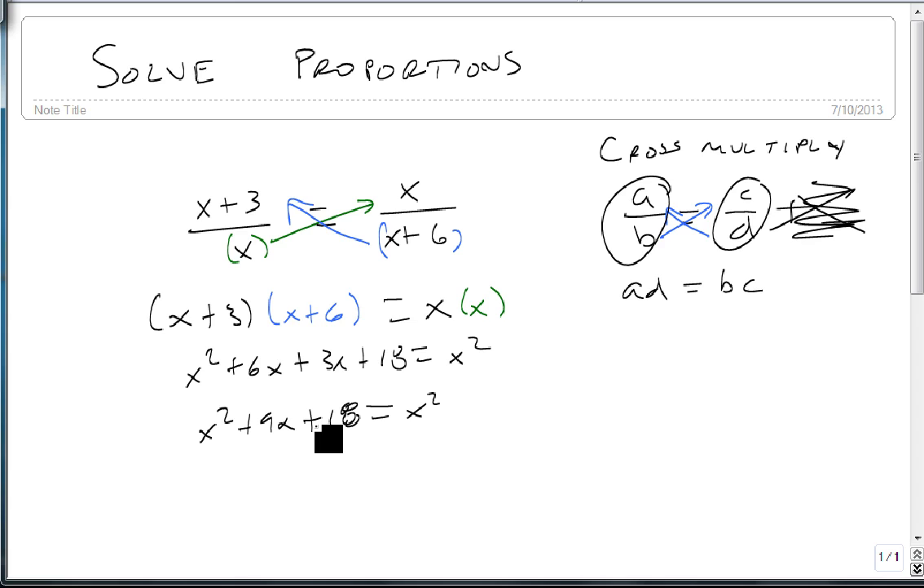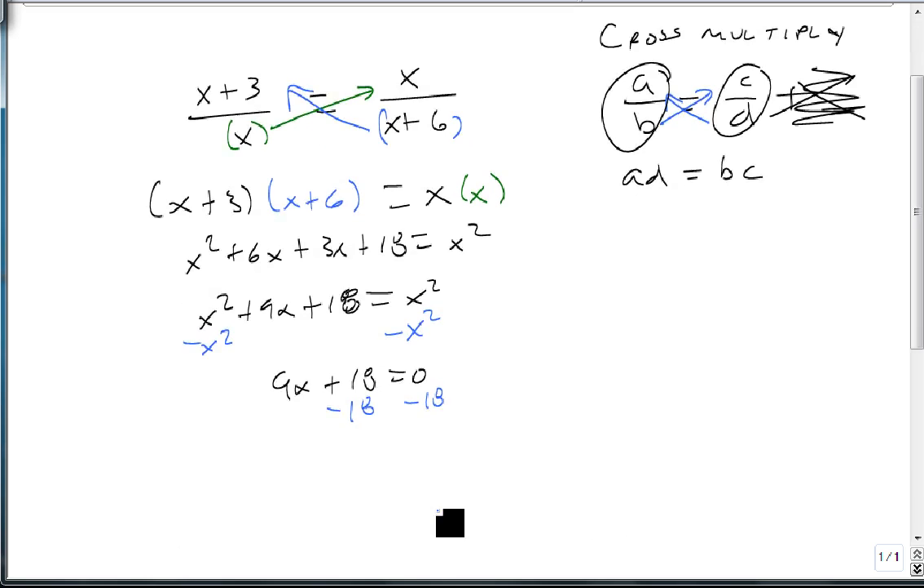As always, we want to get a 0 on the right, so we'll subtract an x squared from both sides. That leaves us with 9x plus 18 equals 0. Solving for x, we subtract 18 from both sides. So 9x equals negative 18. We divide by 9, and we get x is negative 2.